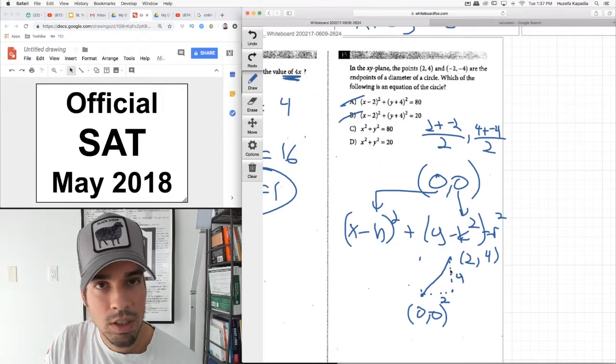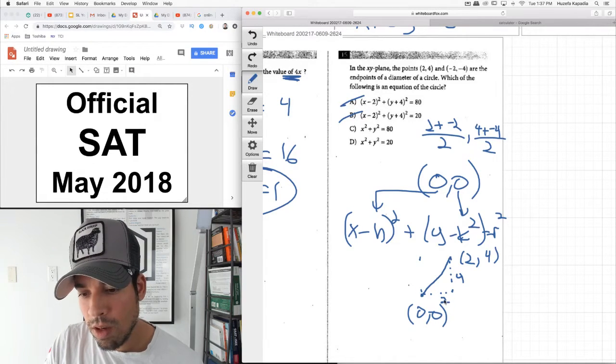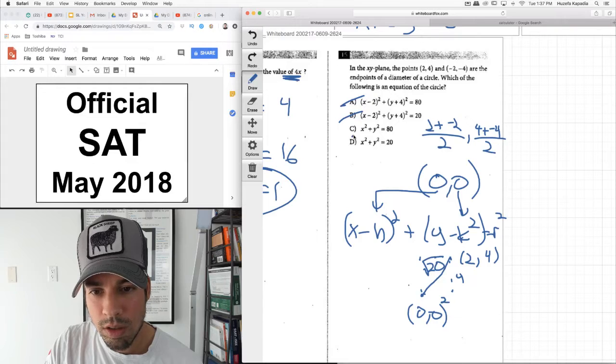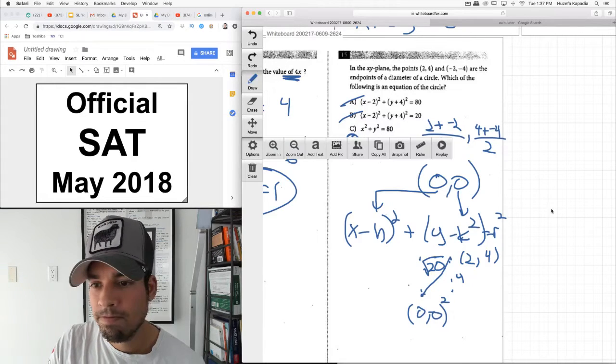We can calculate using the distance formula or Pythagorean theorem. 2 squared plus 4 squared, basically 4 plus 16, is 20. So this side is the square root of 20, which means that since this is radius squared, the square root of 20 squared is 20. So D is our answer.